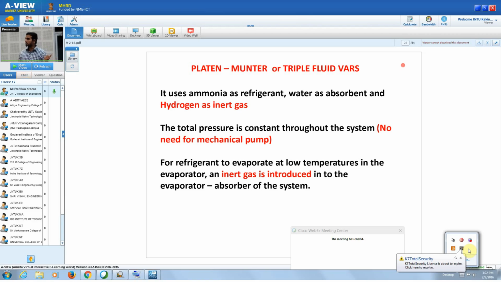It will work in a constant pressure mode, and there is no need for any mechanical pump in this particular system. For refrigeration to evaporate at low temperatures in the evaporator, an inert gas is introduced into the evaporator absorber system.